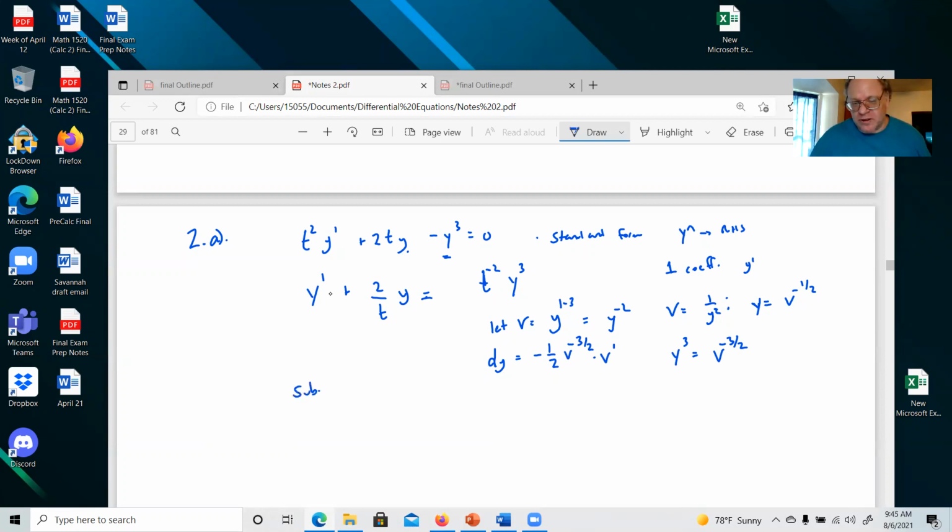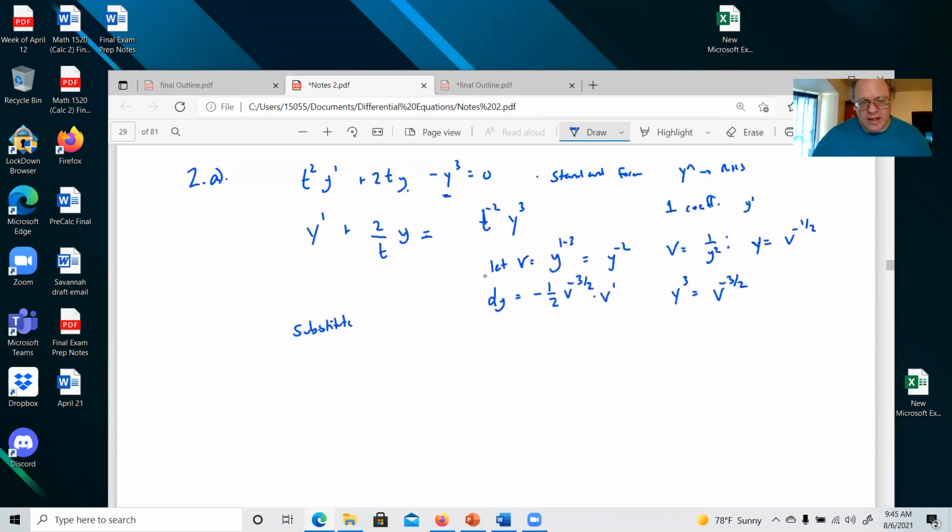So now we're going to substitute. And what do we have? We have negative 1 over 2 v to the negative 3/2 times v tick, plus 2 over t. What's y? y is v to the negative 1/2. And then that's t to the negative 2. What's y cubed? y cubed is v to the negative 3/2. Next thing we're going to do is, it's going to be guaranteed to be first order linear once we get done massaging all of this.